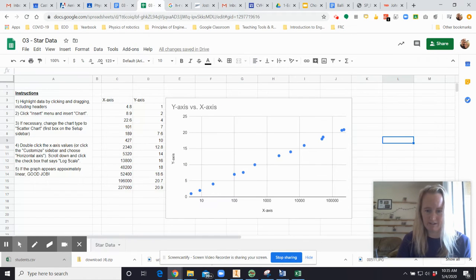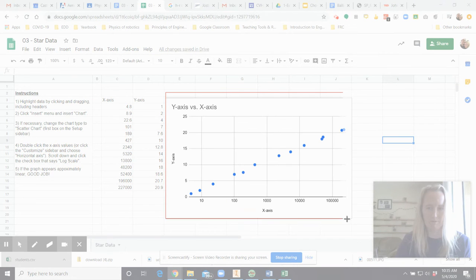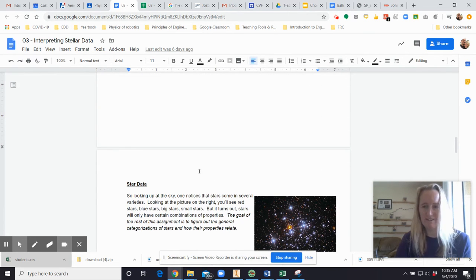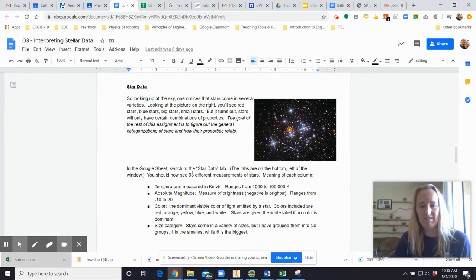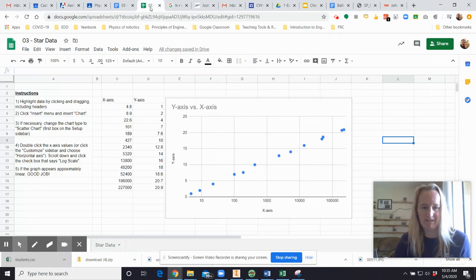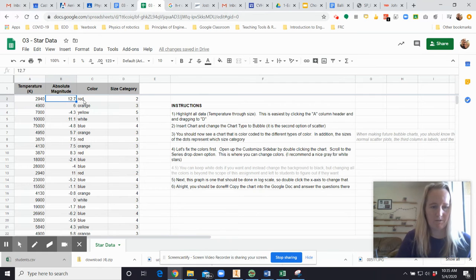I don't know if any of you have some sort of snipping tool, but a snipping tool is kind of handy to paste it in. Alright. Star data. What we have here is, we're going to look at these 4 properties of stars and how we categorize stars based on their properties. Now we're going to look at the star data tab. I have temperature, absolute magnitude, color, and size category.